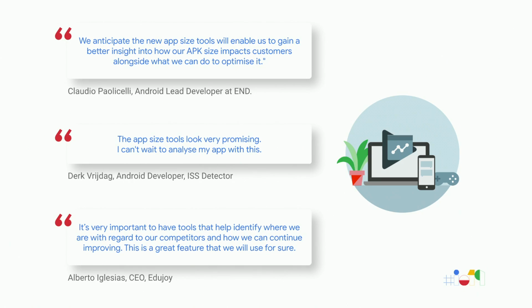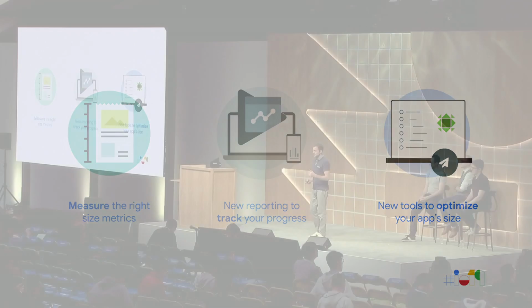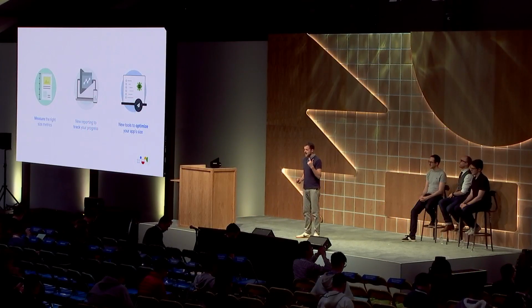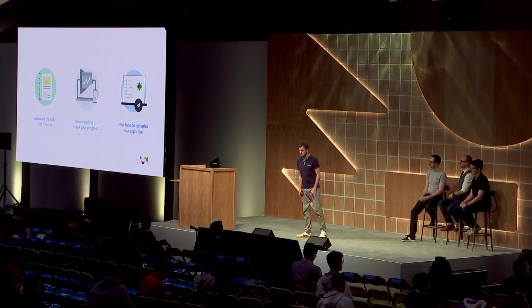We've been testing the new report with developers, and they tell us they're really excited to get access to this new data. They look forward to being able to share it with stakeholders in the team so that they can actually prioritize reducing app size on their roadmaps. So we've covered the size metrics and the new reporting, which helps you track your progress. The next thing you need to do is actually work to reduce your app size.